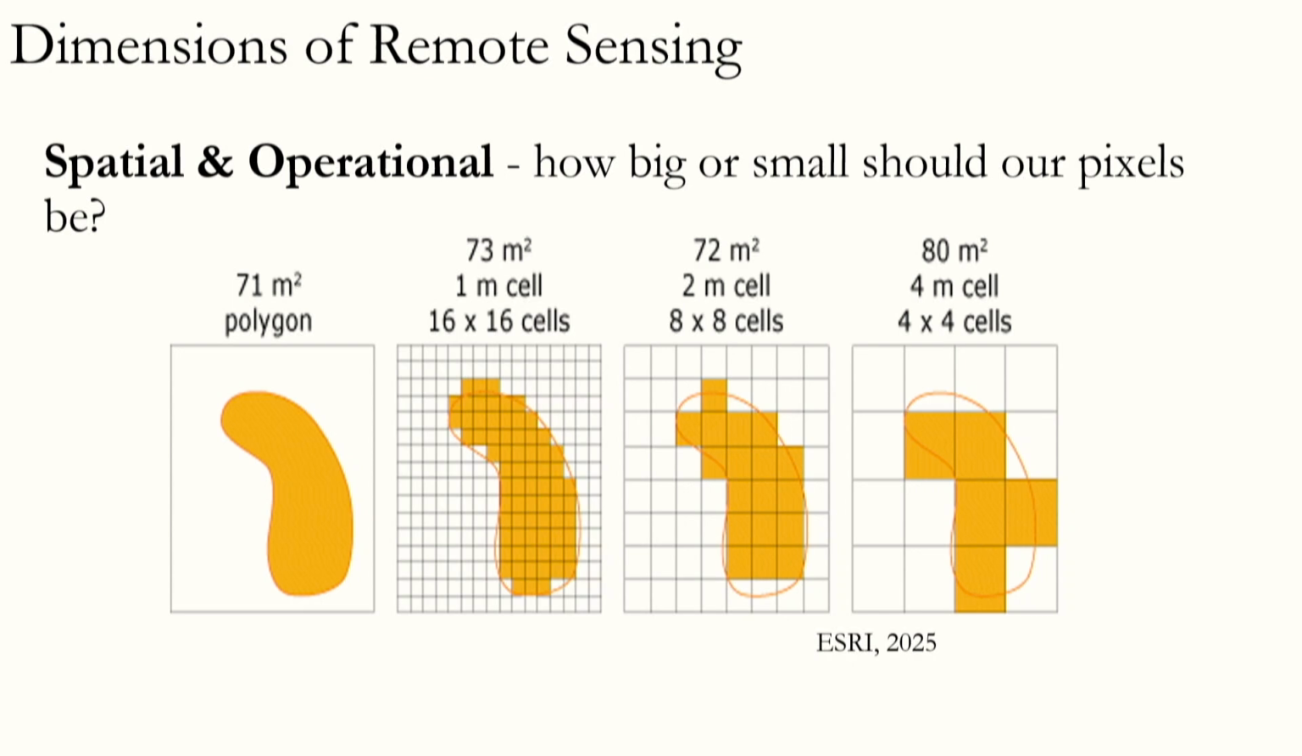And then of course we have our spatial and operational scale. So this means, if we were setting out to map shapes or something like that, of course if we had coarser pixels, we would be doing not so good of a job of identifying what we're interested in.